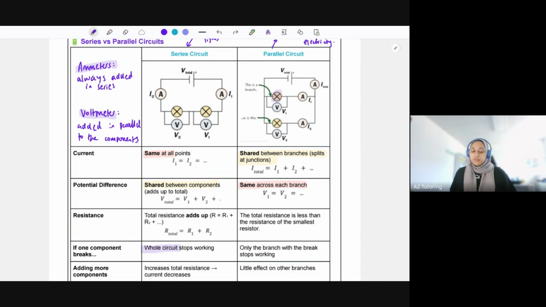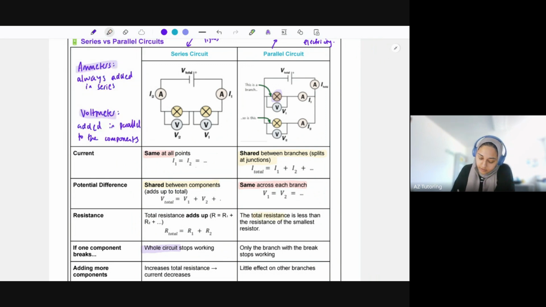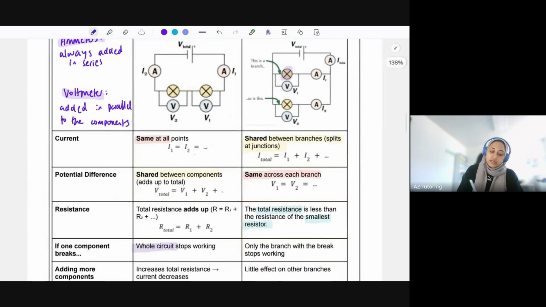It gets a bit confusing with the parallel circuit. So what you need to remember is the total resistance is less than the resistance of the smallest resistor. It doesn't really seem intuitive. That's why a lot of kids don't really get it.